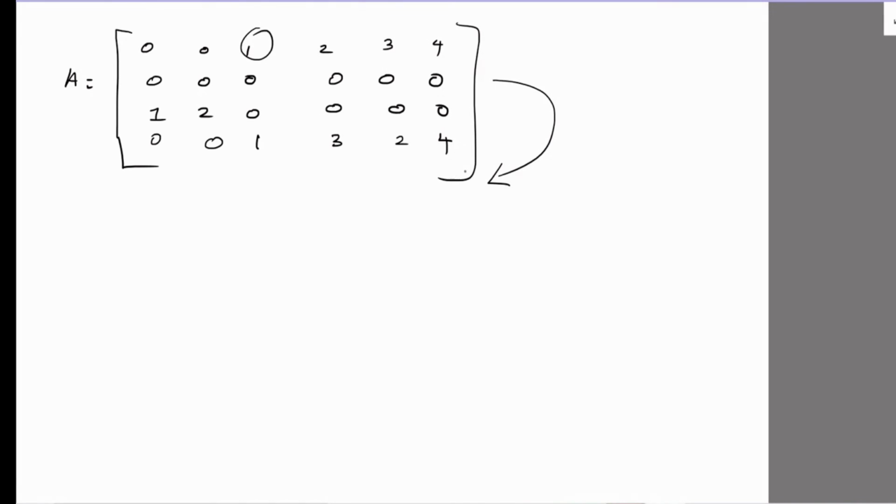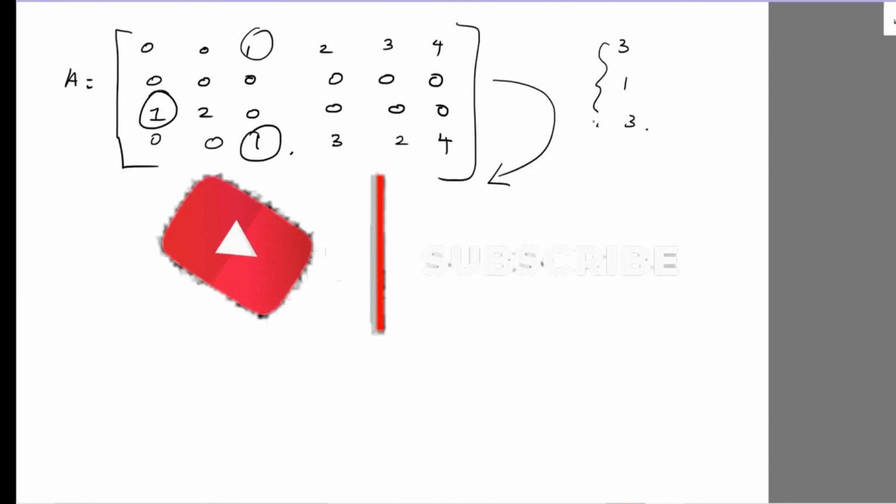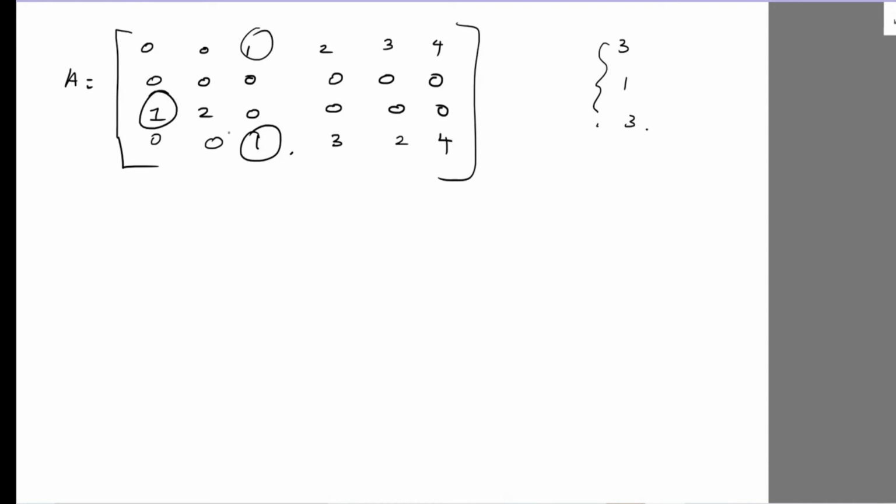Also there is one more thing. Look at the position of the leading coefficients. The positions are like 3, 1, 3, right? So we have to make it in increasing order also. So we have to do two things. We have to make these positions in increasing order, and also we have to make this zero row at the bottom of the matrix.